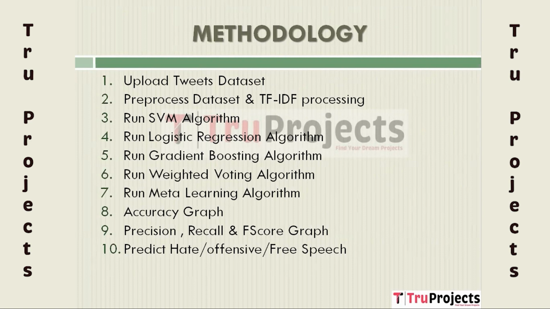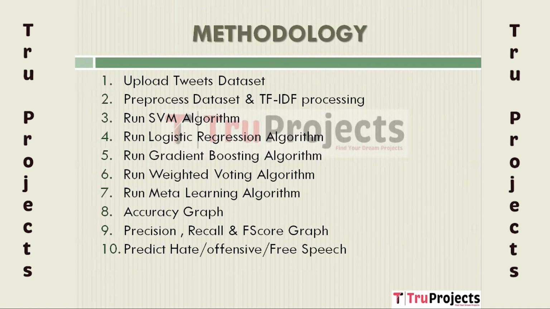Second one is pre-process dataset and TF-IDF pre-processing. In this module, the raw text data of the tweets is pre-processed to make it suitable for machine learning analysis. Pre-processing steps might include removing special characters, converting text into lowercase, removing stop words, and applying stemming or lemmatization. After pre-processing, the text data is transformed into numerical features using TF-IDF, which is term frequency inverse document frequency representation. This technique converts text into a format that machine learning algorithms can work with.